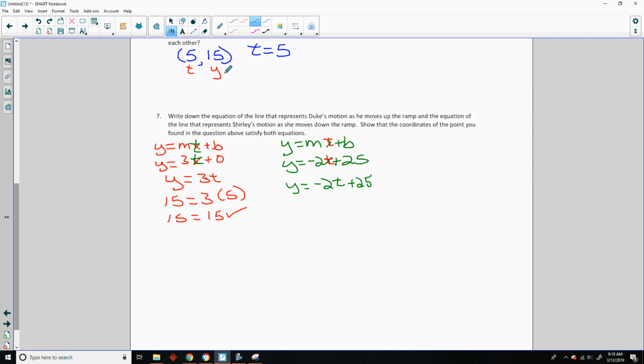Now I'm going to substitute in y and t here, so it's going to be 15 equals negative 2 times t, which is 5, plus 25. 15 equals negative 2 times 5 is negative 10 plus 25. And 15 equals negative 10 plus 25 is 15, and it satisfies her equation as well.